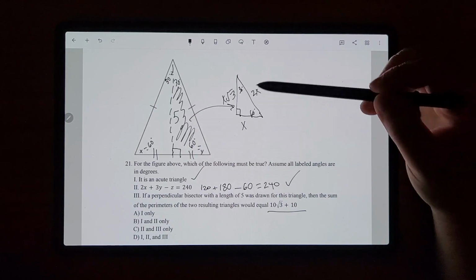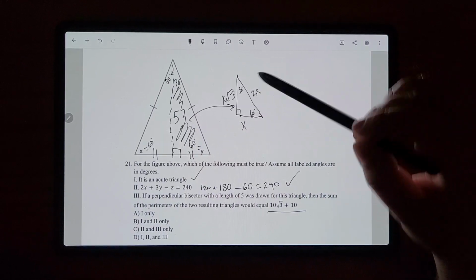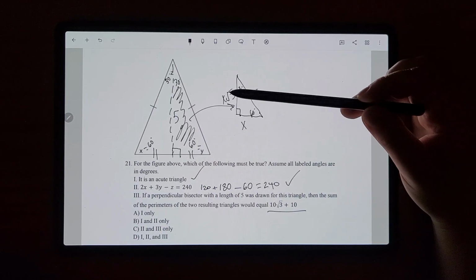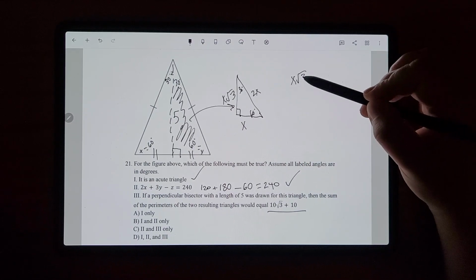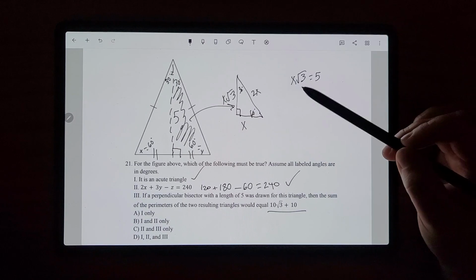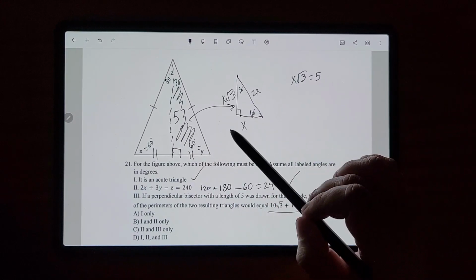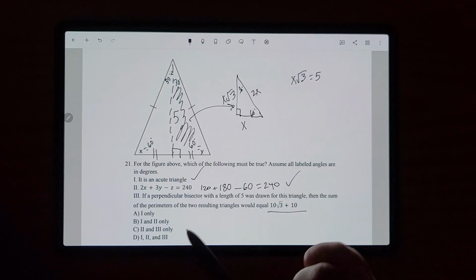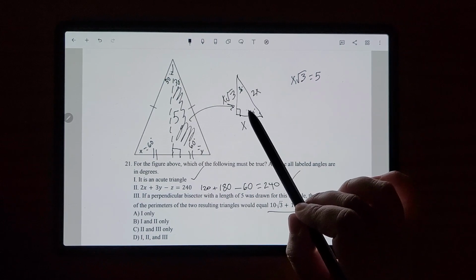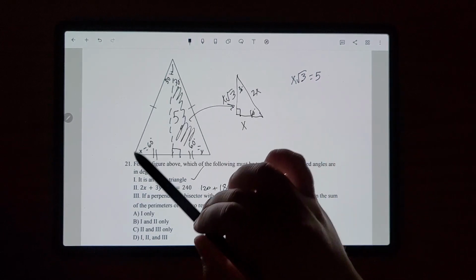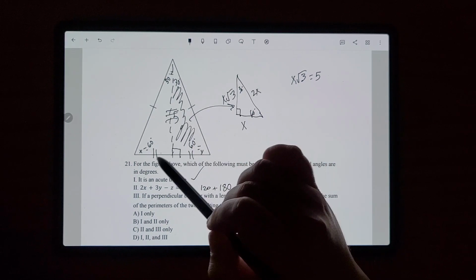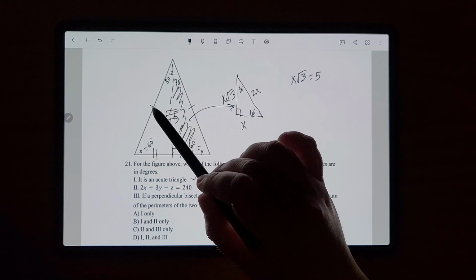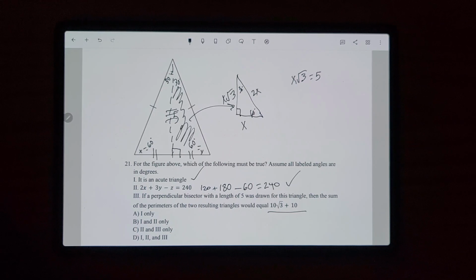This is how we write all of the side lengths. And we know that this side length, the x root 3, has to equal 5. So let's write that down. X root 3 is equal to 5. So if we solve for what x is, we can then figure out what the perimeter of this whole triangle is. And we know that that perimeter is the same as this perimeter because they share this side length of 5. They both have that same side length and this same side length.